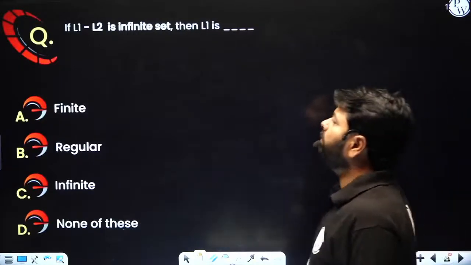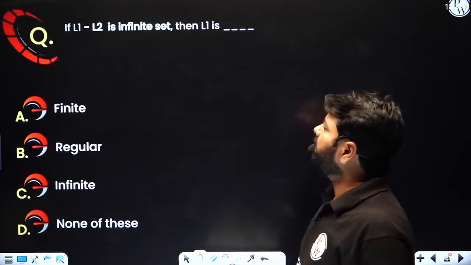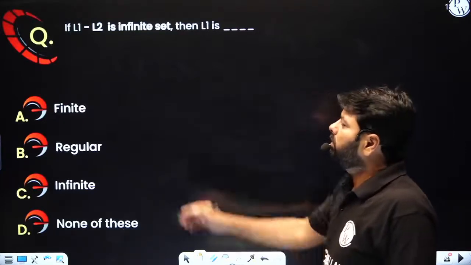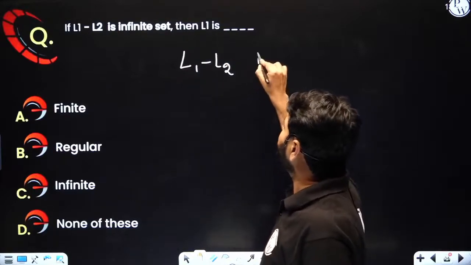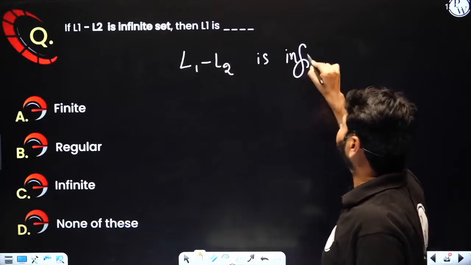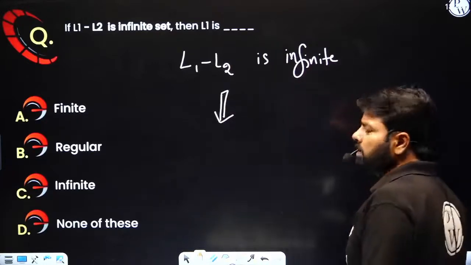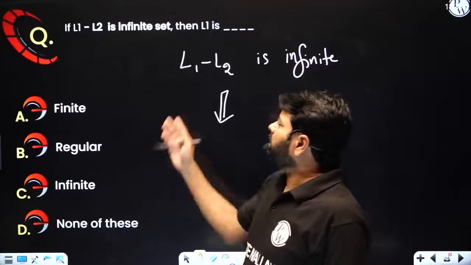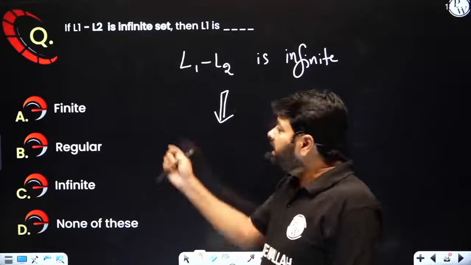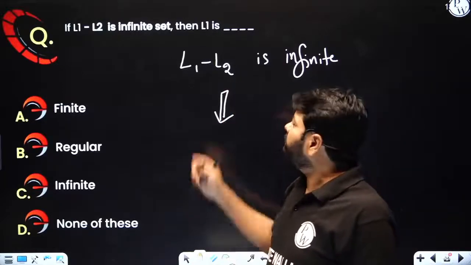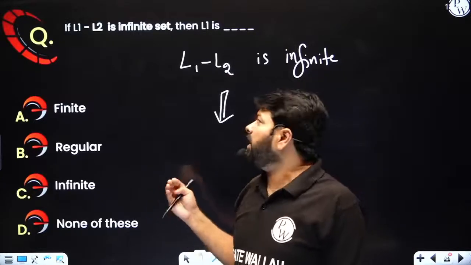Now, L1 minus L2 is infinite. Then what is L1? Can you say something about L1? See, is it possible for L1 to be finite? In case L1 is finite, finite minus anything is finite, right? So L1 can never be finite.